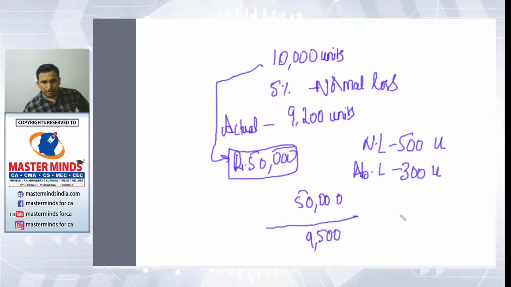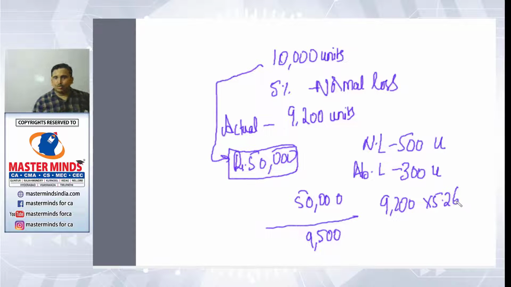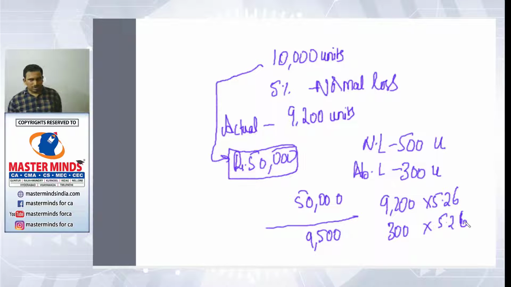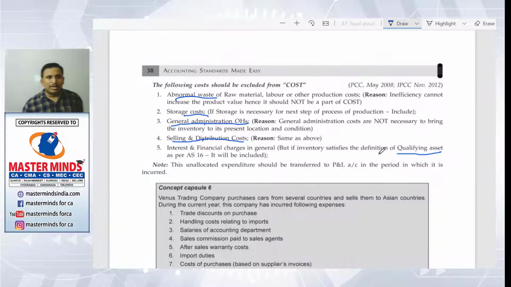Now we have got 5.26. 9,200 into 5.26 is charged to the cost of the inventory. Now 300 into 5.26 will be charged to the P&L as an abnormal loss. So this is the procedure. Hope everybody has understood, right? Now let me proceed. When I say abnormal loss, it is also to be excluded from the cost of inventory. Only normal loss is to be considered.